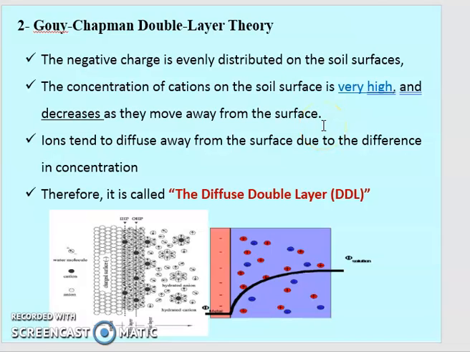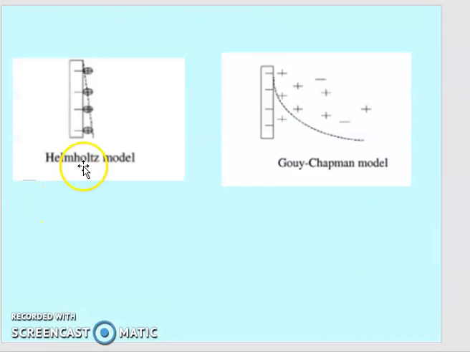So Helmholtz has two layers only, but here there is a negative charge, a high concentration, and the concentration decreases away from the soil surface. Therefore, it's called the diffused double layer. Look here, Helmholtz has a negative charge and positive charge. Chapman, there is a negative charge and a high concentration decreasing away from the soil surface.